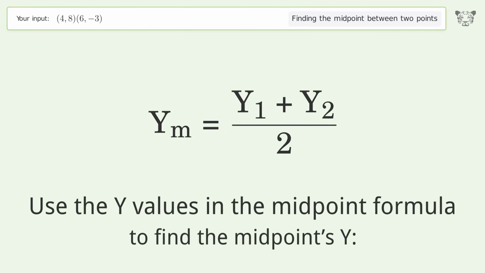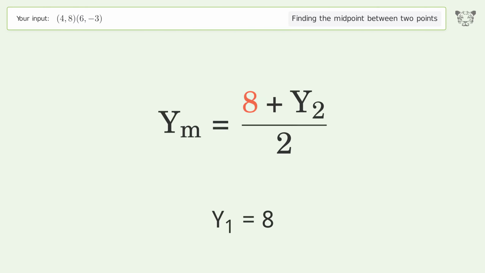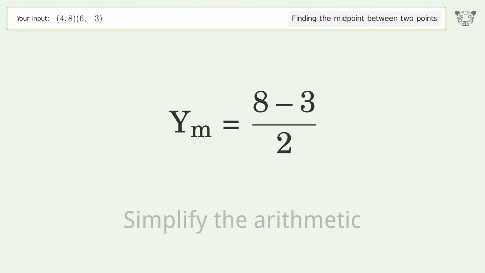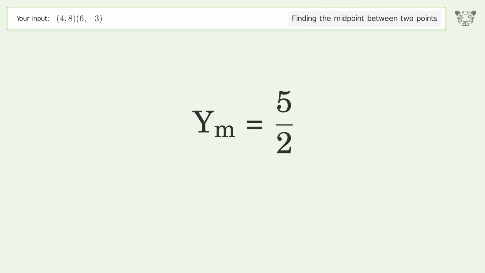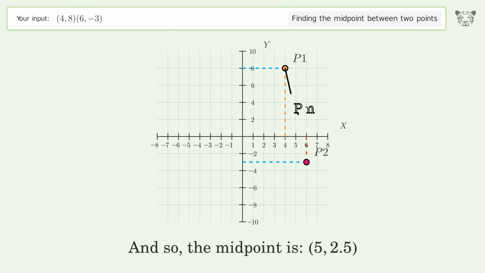Use the y values in the midpoint formula to find the midpoint's y. y1 equals 8. y2 equals -3. Simplify the arithmetic. And so, the midpoint is 2.5.